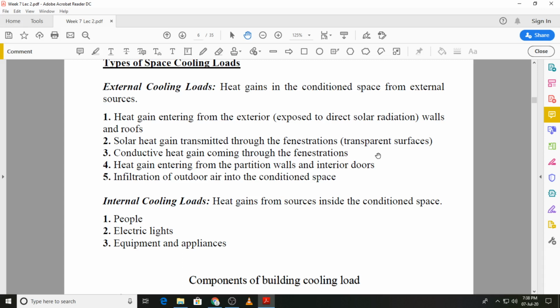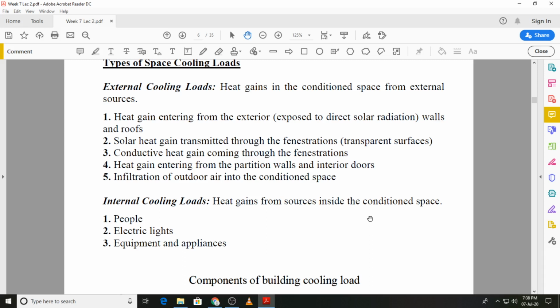cooling load estimation. Then we move on to internal cooling loads, and the internal cooling loads are due to three sources: occupancy or people inside the conditioned space, the operation of electrically operated lights, and also equipment and appliances.